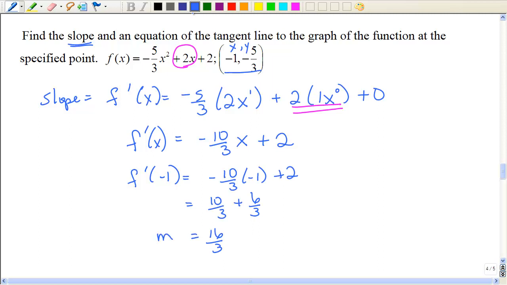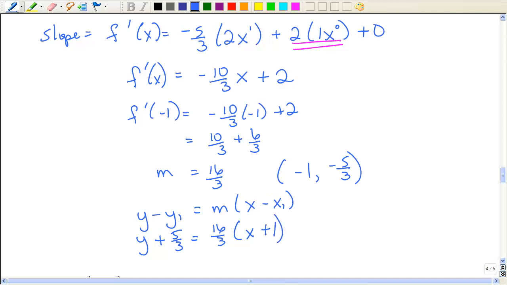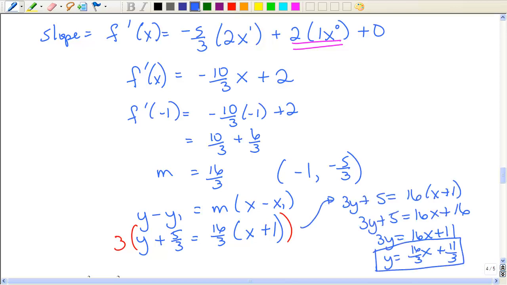And now I have a slope and a point, and I'm going to use my point slope formula. Oops, sorry, this should have been up here. And then when I subtract my -1, that should be +1. And then I'm going to go ahead and clean that up, and I'm going to multiply everything by 3. And there's my equation of my tangent line at that particular point.